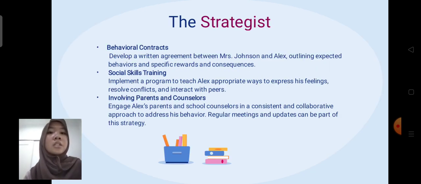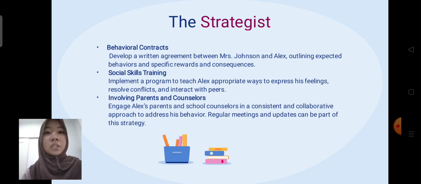Okay, these are the strategies. The first one, behavior contracts. Develop a written agreement between Mrs. Johnson and Alex, outlining expected behaviors and specific rewards and consequences. This provides Alex with a clear understanding of what is expected of him and what he stands to gain or lose based on his behavior. It can increase his accountability and motivation to improve his behavior.